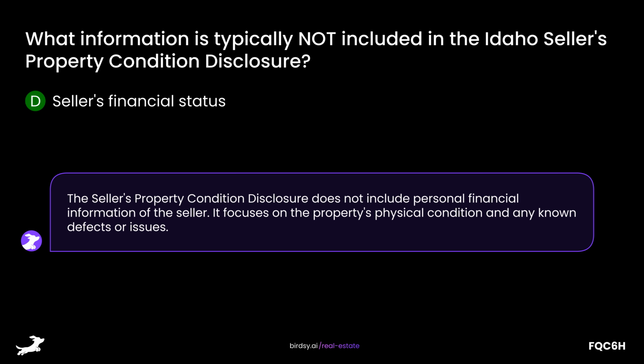The seller's property condition disclosure does not include personal financial information of the seller. It focuses on the property's physical condition and any known defects or issues.